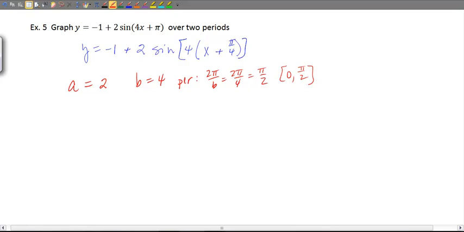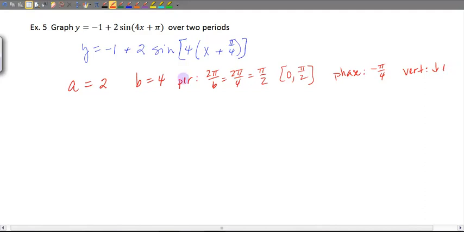Now let's just identify everything first. The next thing I'm going to identify is the inside portion right here. This tells me that I have a phase shift, and I'm going to shift everything by the opposite. In other words, I'm going to shift everything by a negative pi/4. So we have a phase shift of negative pi/4. And then finally we have this number that's just hanging out here, where we have a vertical shift down by 1.